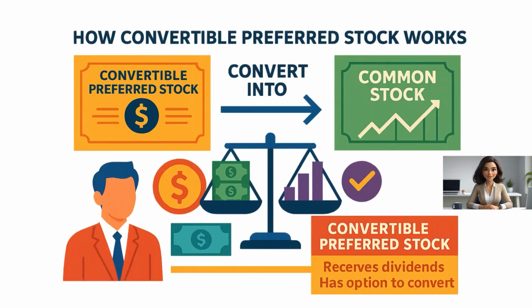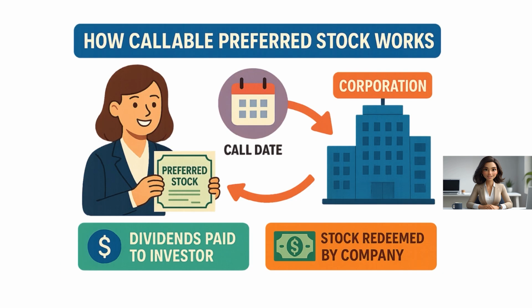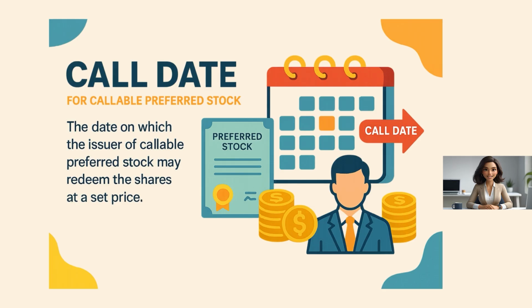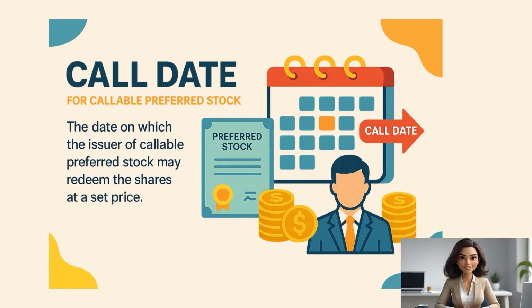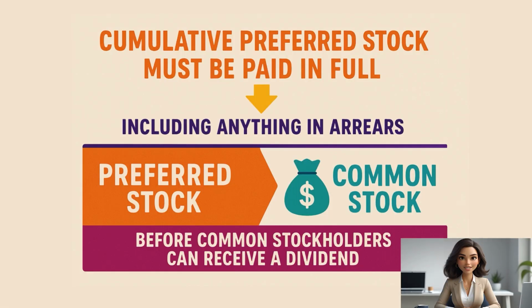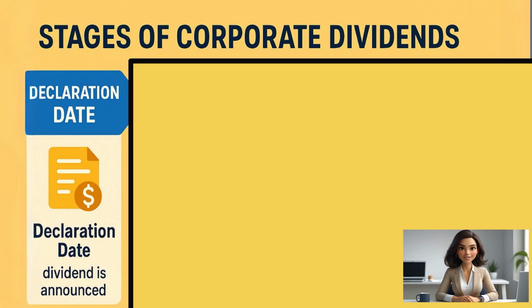Callable is an advantage for the corporation, as they can call the stock and buy it back at the callable price. It is important to know that anything callable is an advantage for the corporation, not the stockholder. It is also important to know that all unpaid dividends on cumulative preferred stock must be paid before common stockholders will receive a dividend. This is highly testable and may require you to make a quick calculation of what the dividend would be, so be sure to know that. How dividends work is a highly tested part of the exam, so be sure you know this.